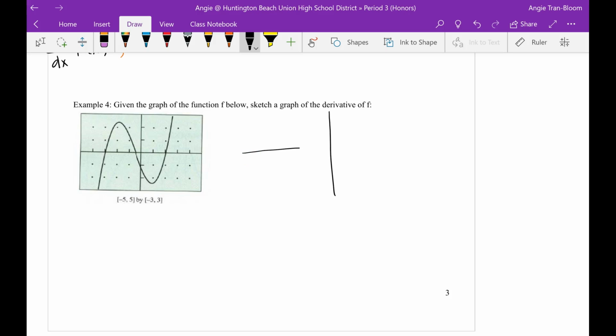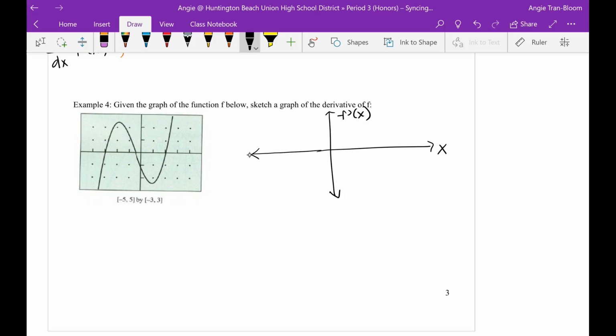And please, I don't want you to graph more than one or two functions in one coordinate plane. Okay, if you have three, it's just too busy. If you have two, at least you can label it. So over here, you're given a regular function. Over here, I am going to be graphing the derivative of it.